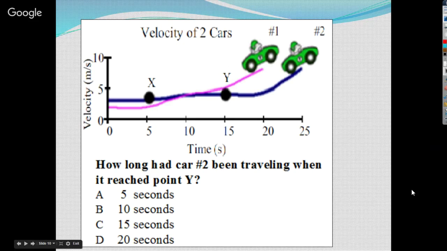This is an easy one. At point Y, what time is it? 15. That's all it asks. At point Y, how much time has passed? 15 seconds. Done. That's all that question was asking.